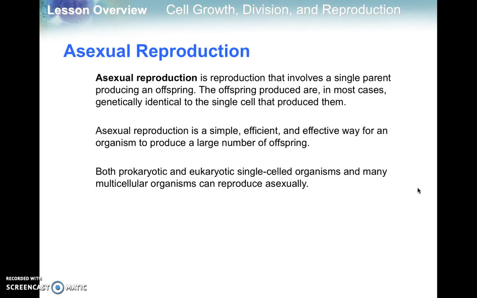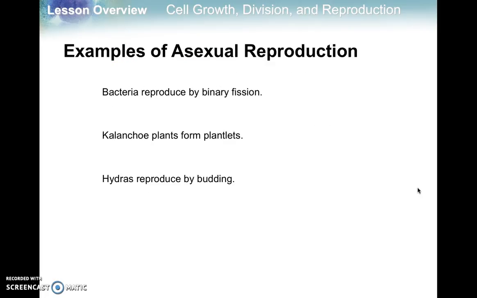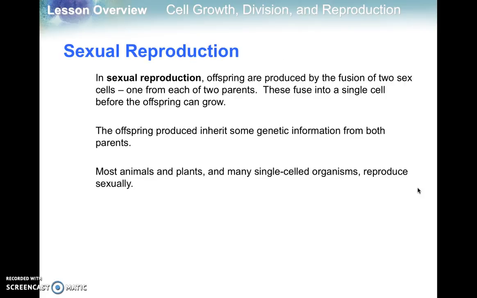So asexual reproduction produces offspring that are genetically identical to the single parent. Asexual reproduction is a simple, efficient way for organisms to produce a large number of offspring. Both prokaryotic and eukaryotic single-celled organisms and many multicellular organisms can reproduce asexually. So bacteria reproduce through binary fission, Kalanchoe form plantlets, and hydras reproduce by budding.